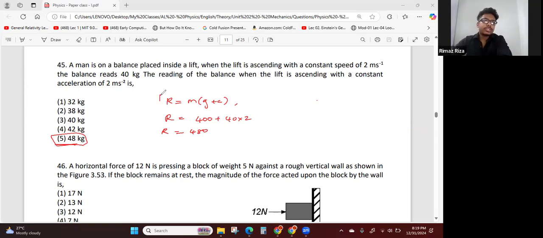And by the way, by now you should know what is the equation if the lift is accelerating upward, and what is the equation when it is accelerating downward or decelerating upward. These things by now you should know. You don't have to write the equation, I mean apply F equals ma and find.